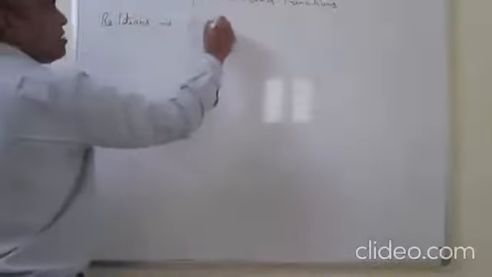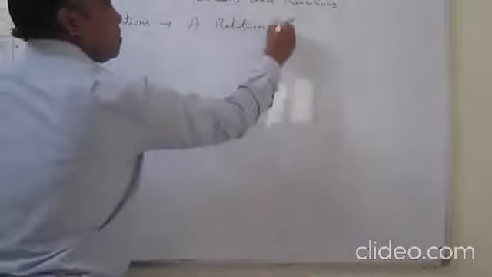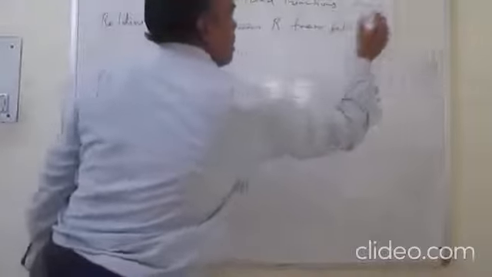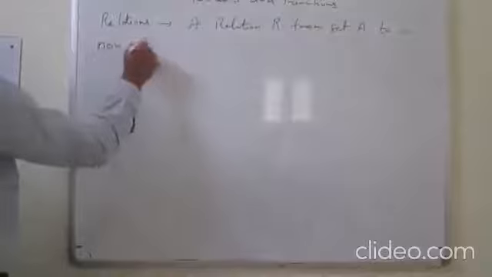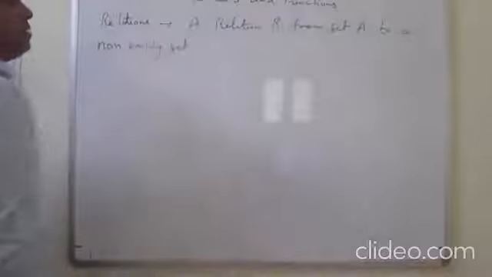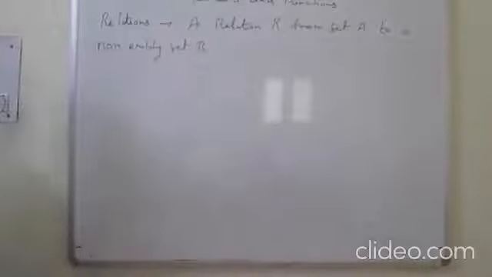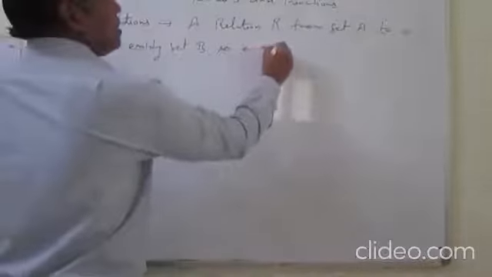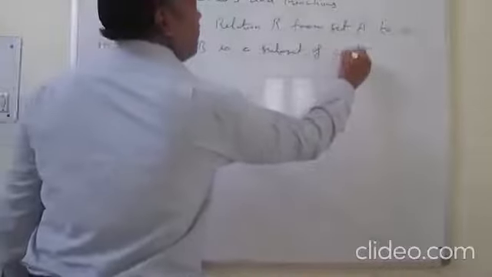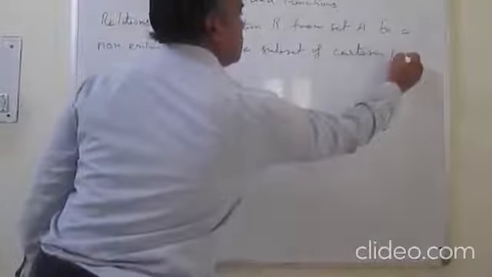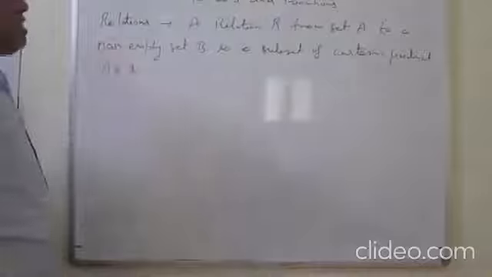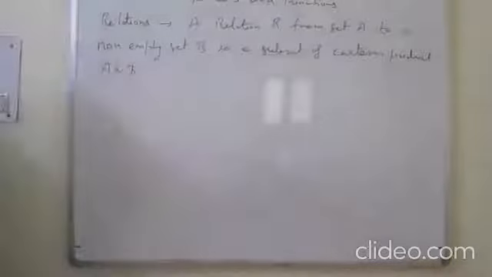A relation R from a set A to a non-empty set B is a subset of the Cartesian product A cross B. So a relation is a subset of the Cartesian product A cross B.